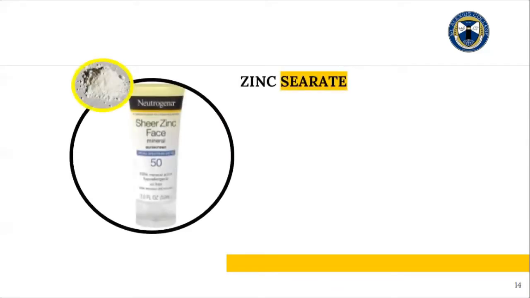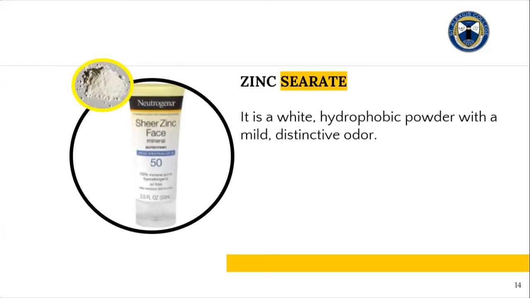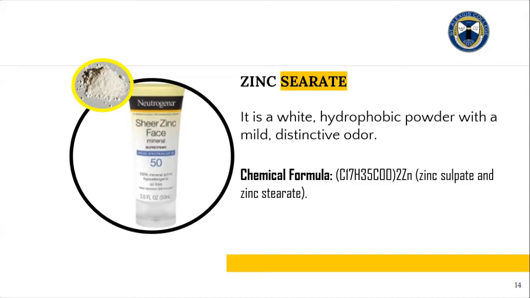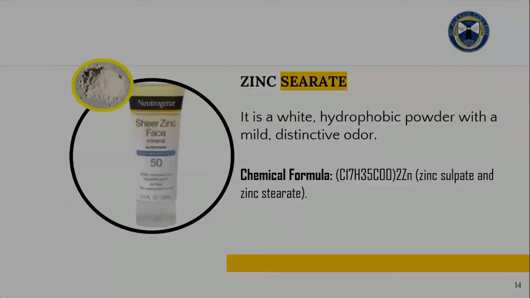Next is zinc cerate. It is a white hydrophobic powder with a mild distinctive odor. And the chemical formula is a combination of zinc sulfate and zinc cerate.